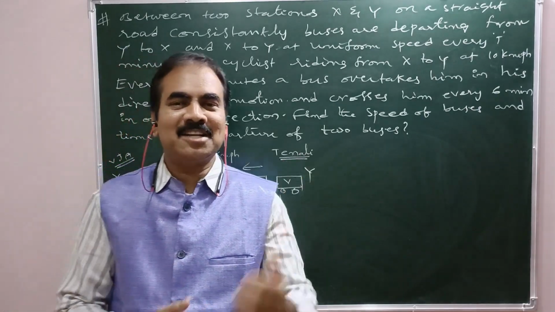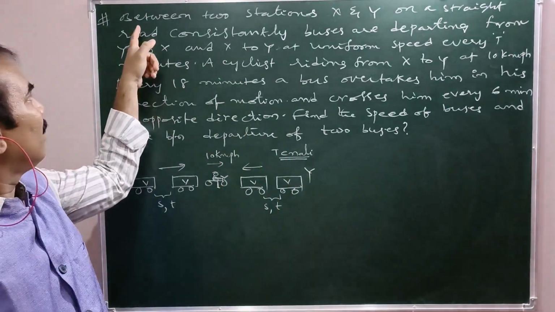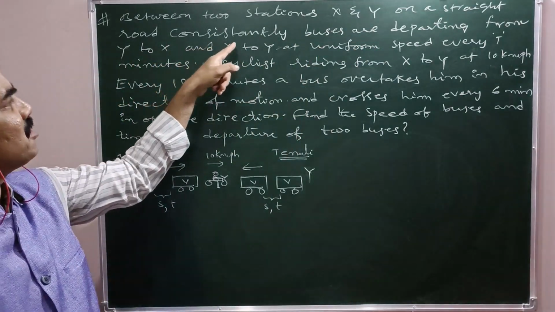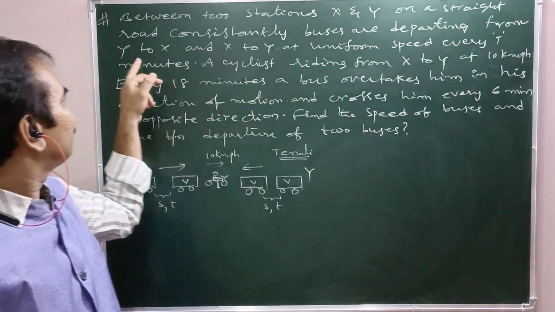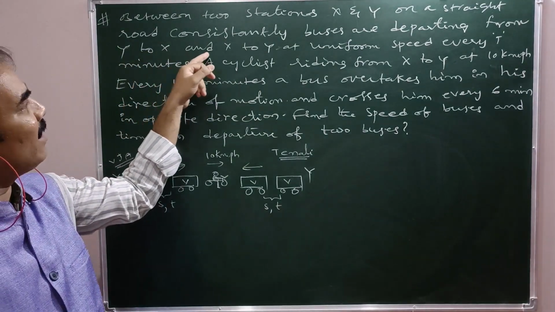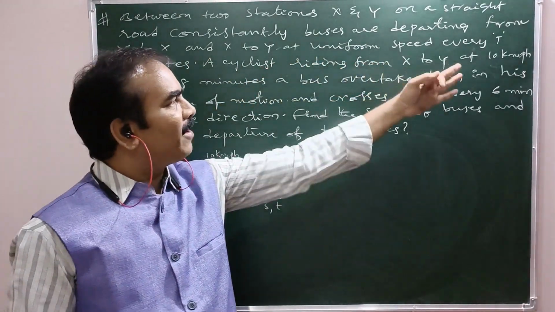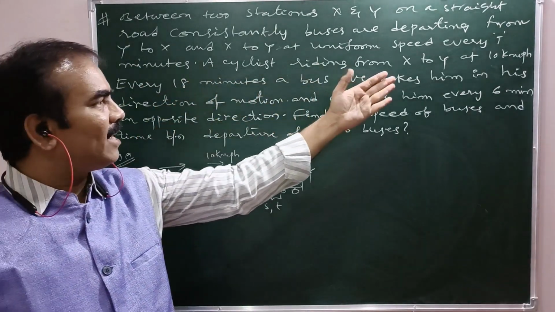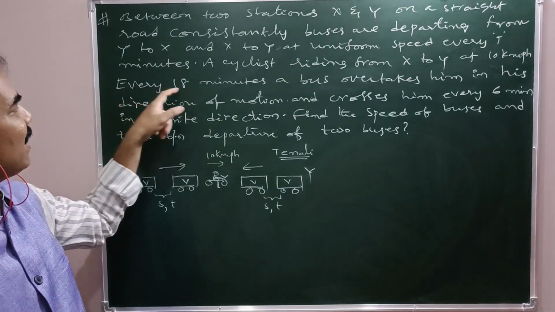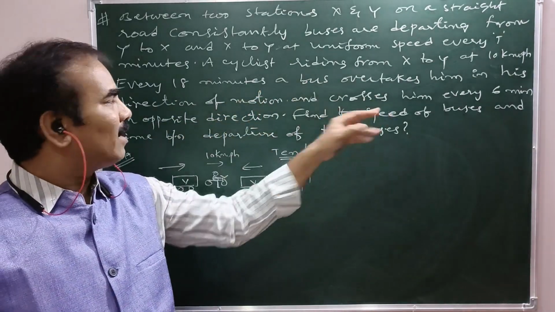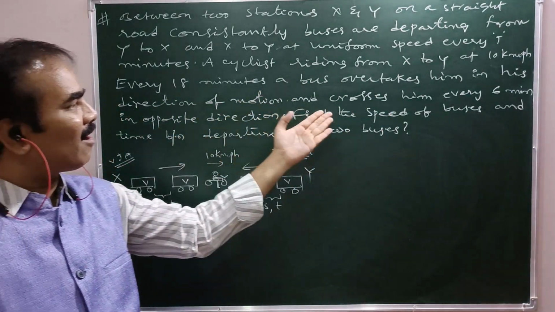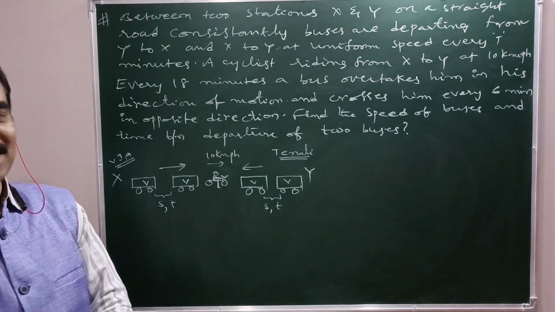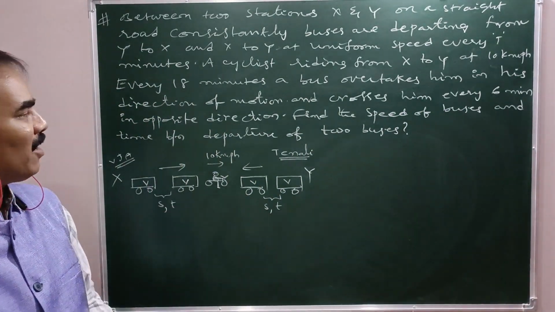Here let us see one interesting numerical. Between two stations X and Y on a straight road, buses are constantly departing from Y to X and X to Y at uniform speed every t minutes. A cyclist riding from X to Y at 10 km/h is overtaken by a bus every 18 minutes in his direction of motion, and crossed by a bus every 6 minutes in the opposite direction. Find the speed of buses and the time between departure of two buses.